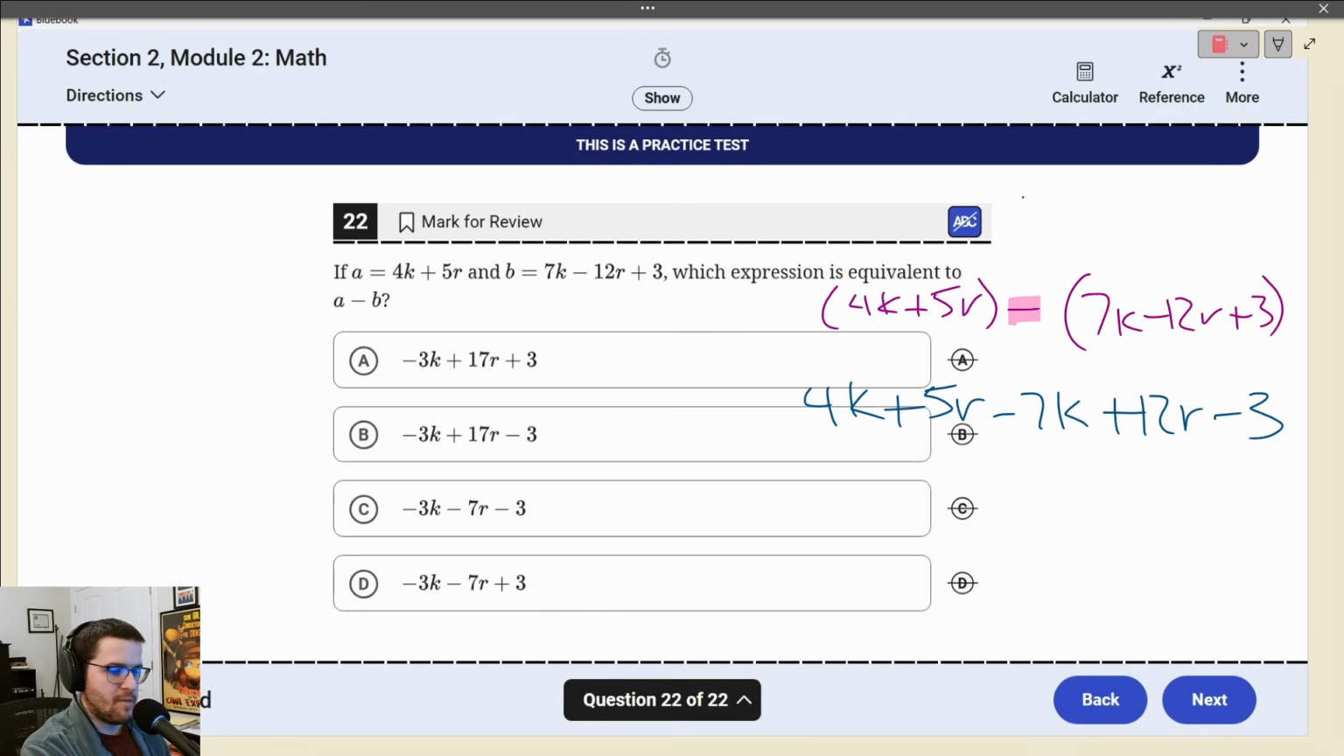Now we can combine the like terms. 4k minus 7k is negative 3k. And now we can do the r's. So 5r plus 12r, that's 17r. And then the negative 3 doesn't really have a buddy to go with, so we'll just put minus 3. We should get negative 3k plus 17r minus 3. That is looking a lot like choice B. I will show a way to do it on Desmos, but I think doing it this way was way easier.